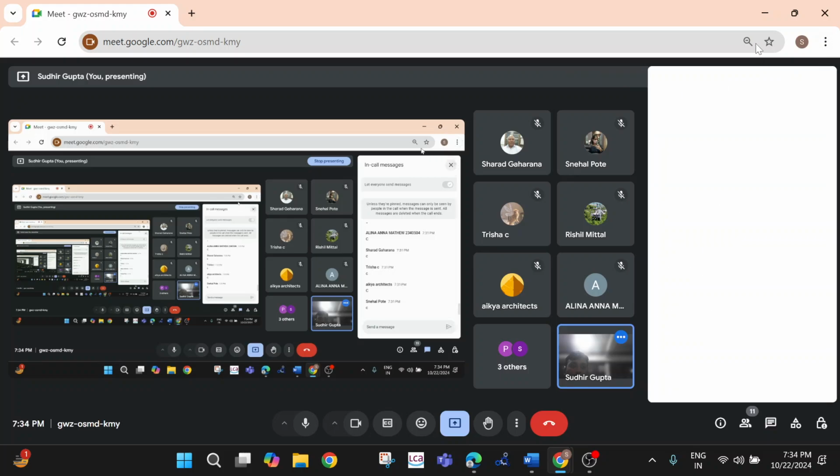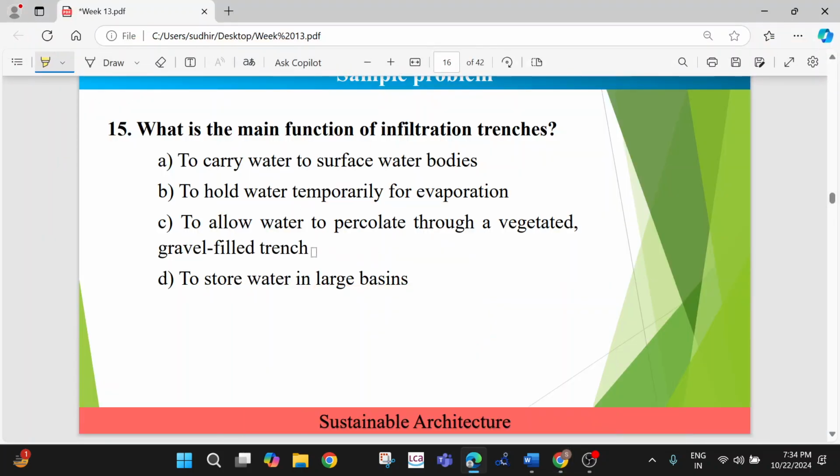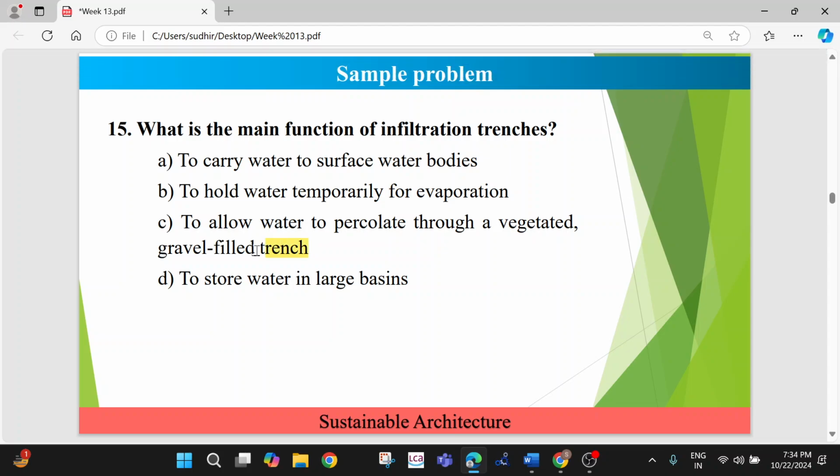Yeah. So all of you are marking the answers correctly and rapidly. That's impressive, so we'll be able to solve the answers in the exam as well. C will be the right answer for this question, that is option C, to allow water to percolate through vegetated or gravel-filled trenches. It is the right answer, and the rest are not the main functions of these infiltration trenches.